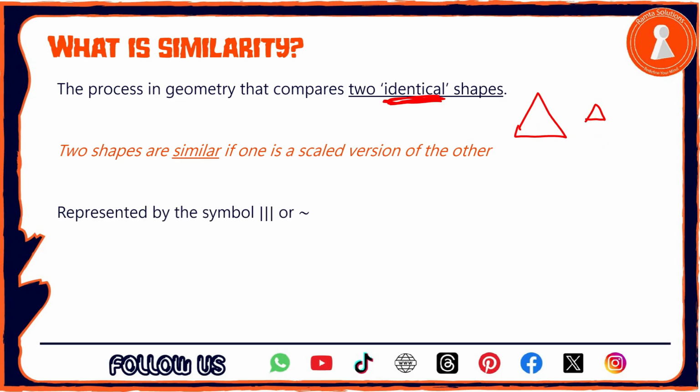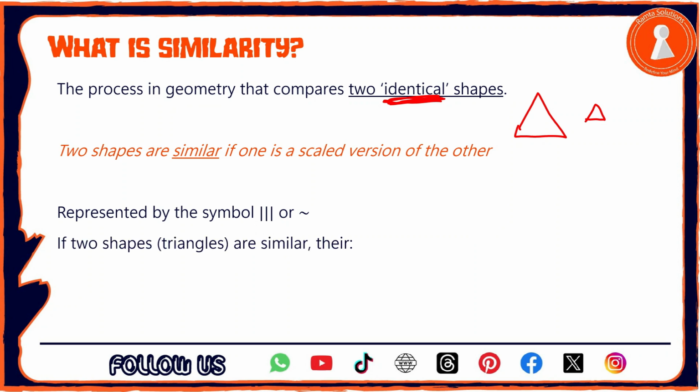All right. So we represent similarity by using the symbol of three vertical lines, or this one here. Normally, this one we like saying it's approximate, but globally, they use this sign for similarity. But for us in South Africa, we're going to use the one with the three vertical lines. This is how we denote similar shapes.